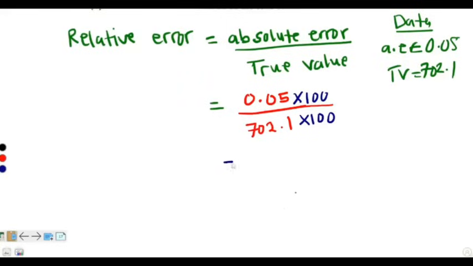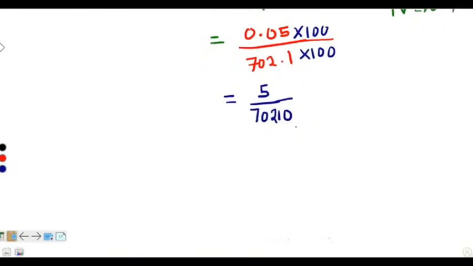All right, so what are we going to get? 0.05 times 100, we are going to get 5 over 702.1 times 100. Sorry, I said divided here, it's times 100. We are going to get 70210. Okay, so from here, let us reduce now our answer. We can divide here, 5 into 5 is 1.